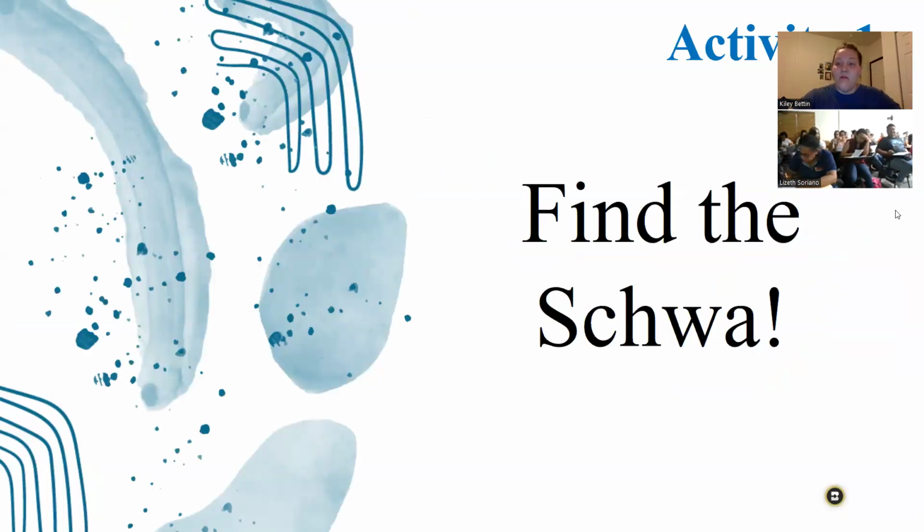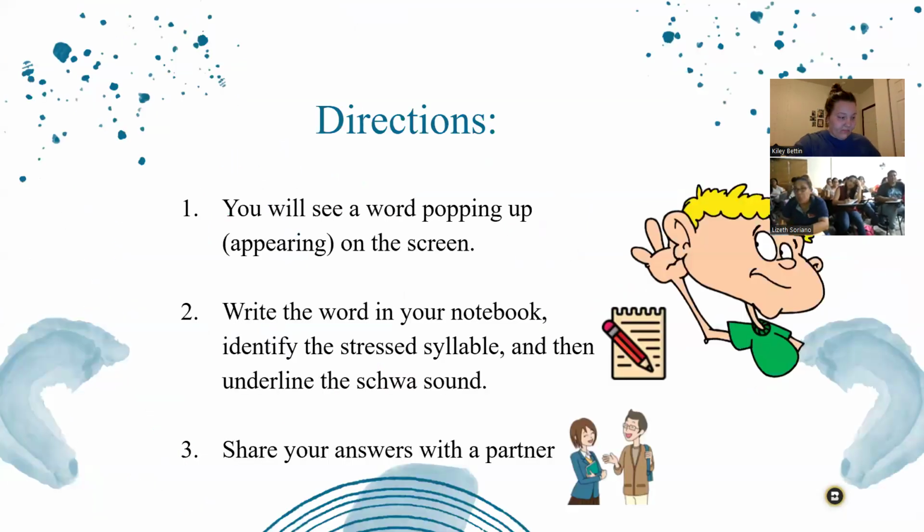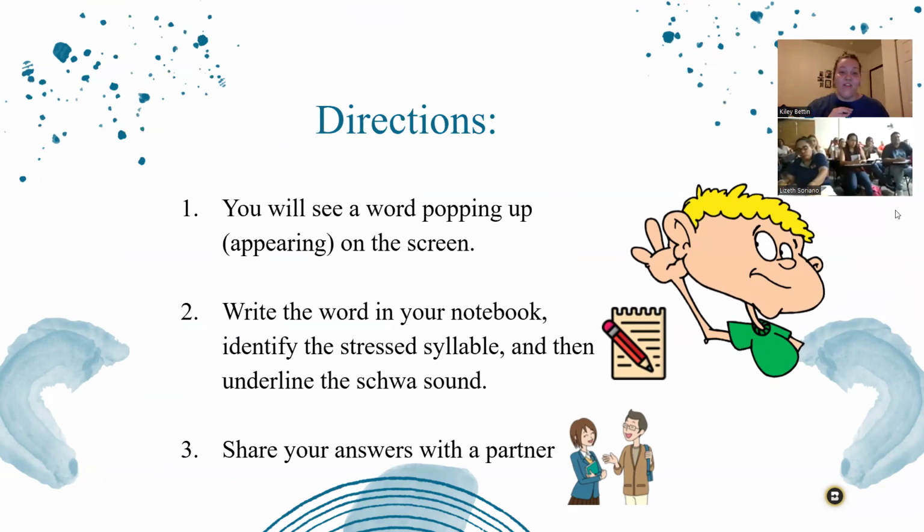So now since we have reviewed a little bit about what the schwa is and how it connects with our stressed and unstressed language, we are quickly going to do a quick activity. I'll go over what the directions are going to look like. First, you are going to see a word popping up. Popping up also just means appearing. That's a part of some English slang for you guys. A word is going to pop up on the screen.